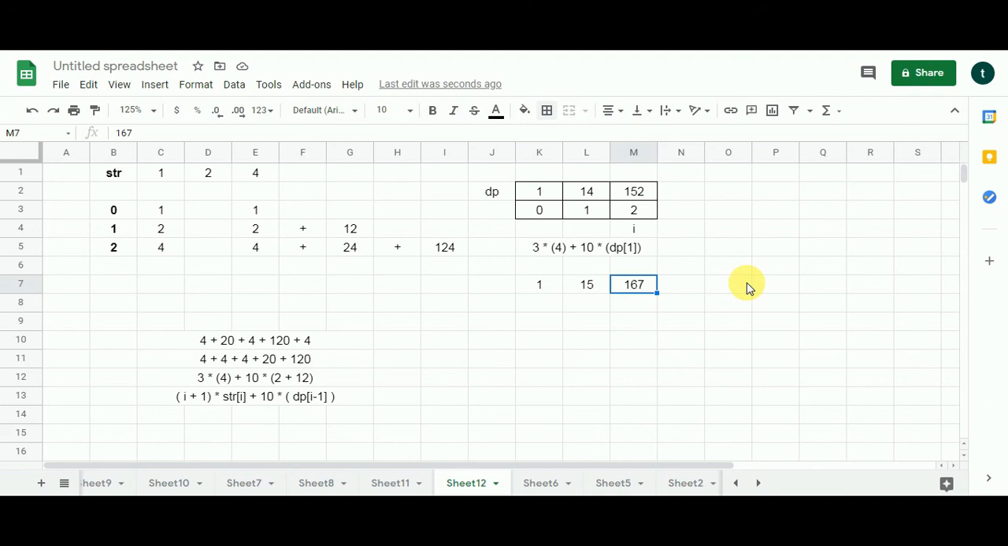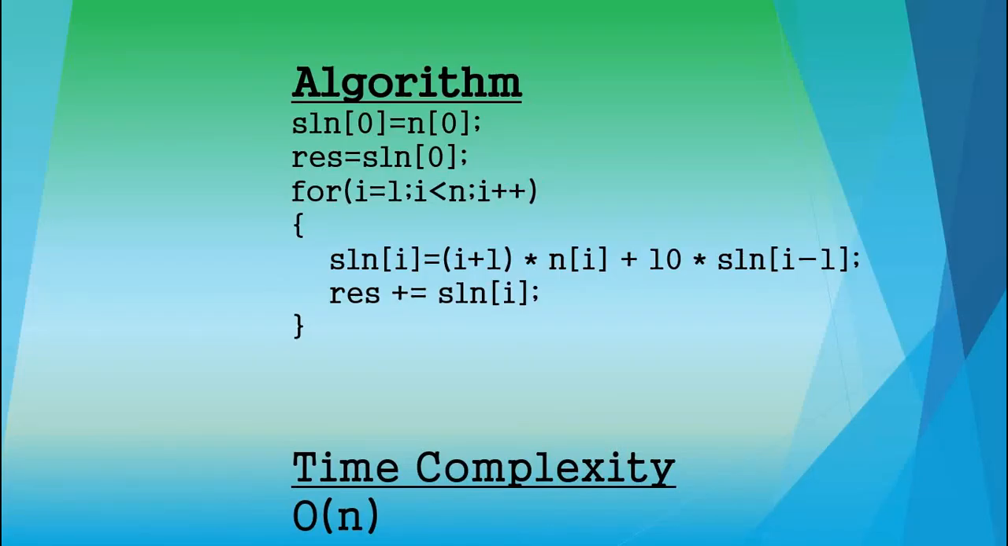Now let's take a look at its algorithm in the next slide. So this is our algorithm. Here the dp array is replaced by sln and the str array is represented by n. You can see that the first element of our sln array will be the first element of our string array, and this res is going to represent our running total.